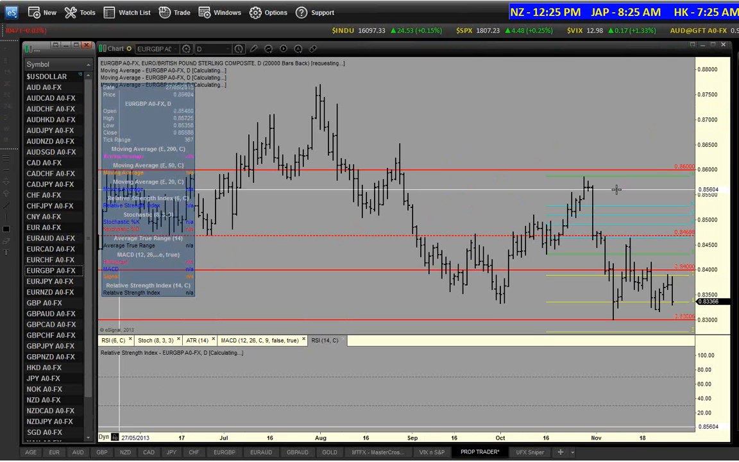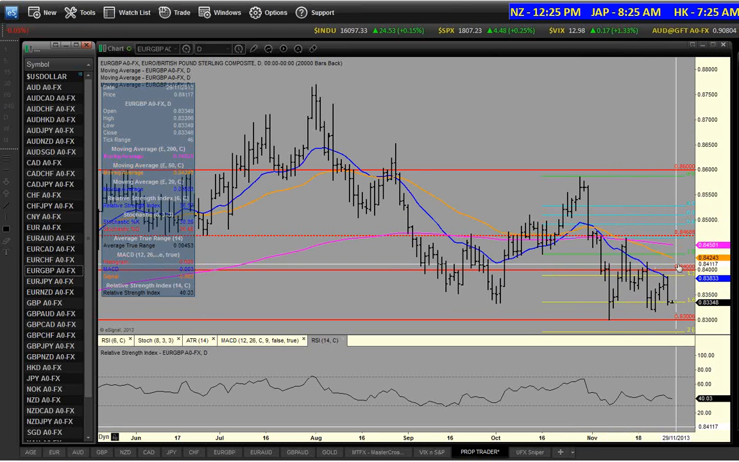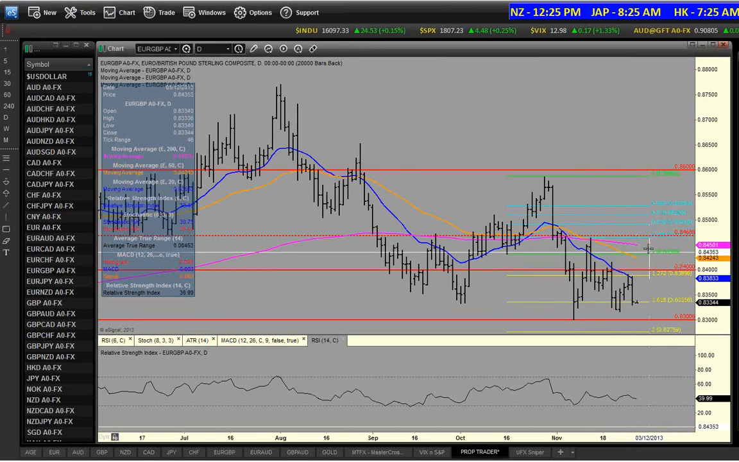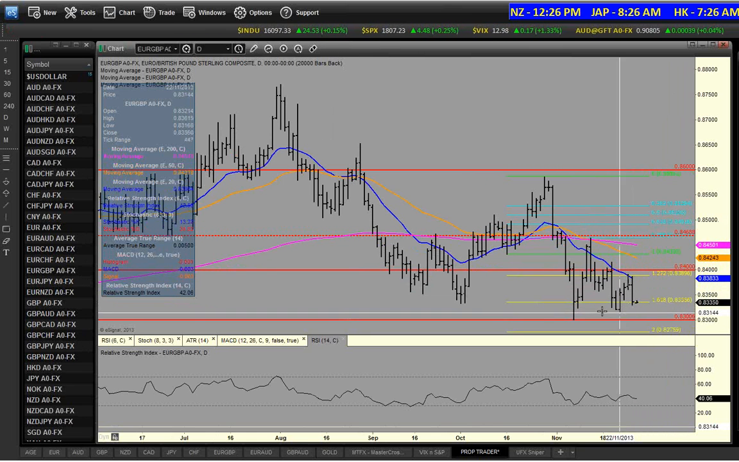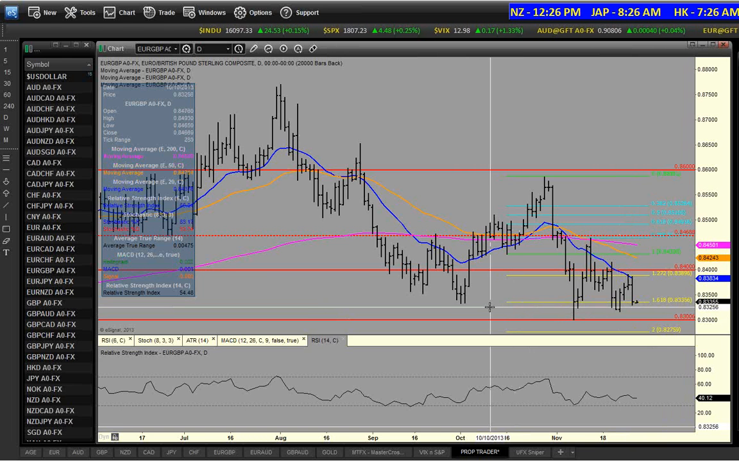Therefore, this thing is going to head back up towards 84, 85. Would I trade it? No, it's freaking crap. I wouldn't touch it with a 10-foot barge pole, but you know, just making the point.